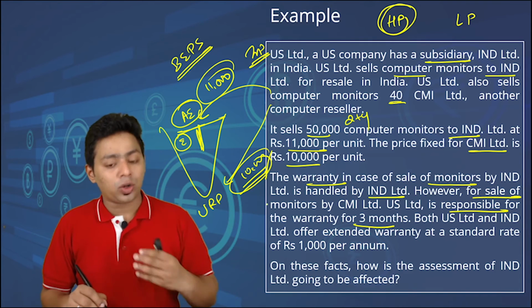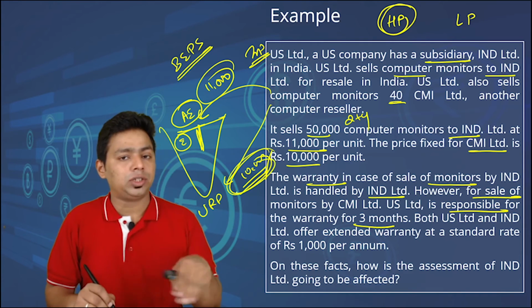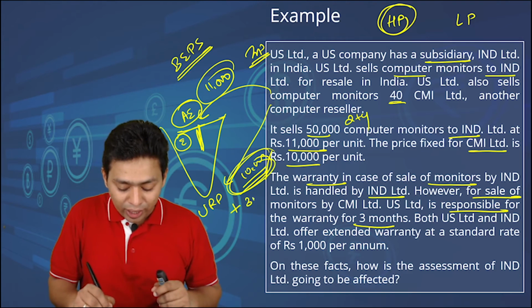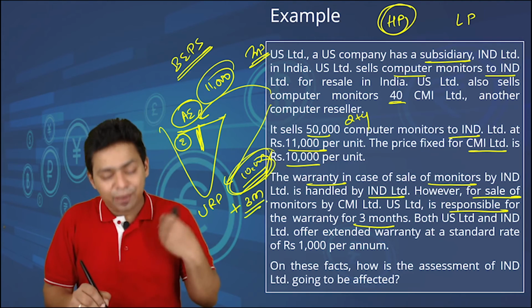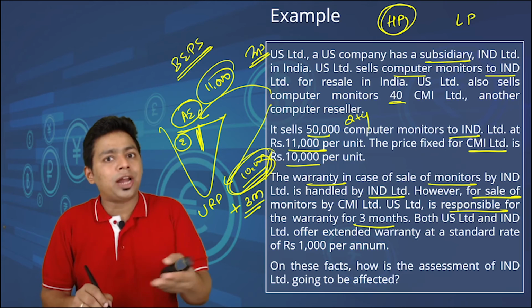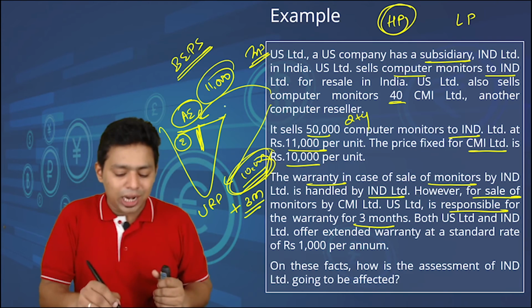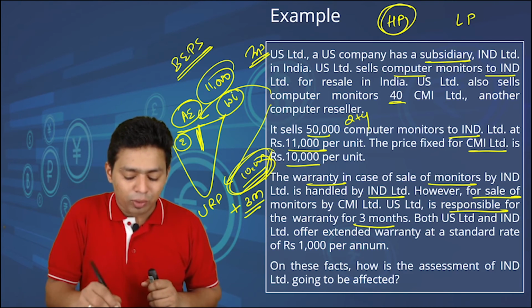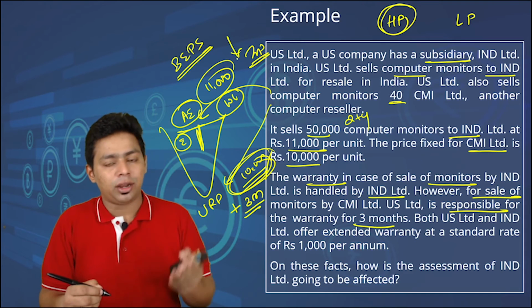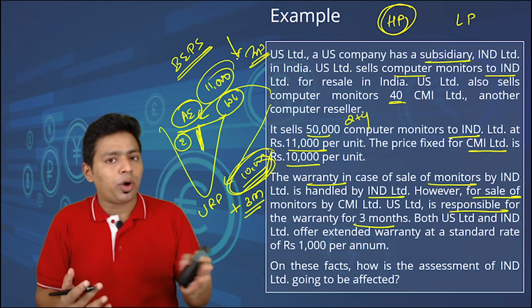So they are not only giving this computer at 10,000, they are also providing a 3 months warranty. Obviously, if they are providing a 3 months warranty, then you should have charged more price from them. We are taking without warranty, so you should have taken less price from us, isn't it? With warranty, more price. Without warranty, less price.